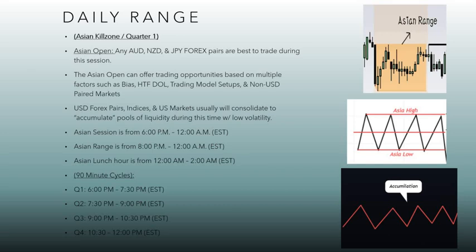So, this is the Asian kill zone, otherwise known as quarter 1. So the Asian Open, any AUD, which is Australian dollar, NZD, New Zealand dollar, and JPY, Japanese yen forex pairs are best to trade during this session. So during this session, any market that has those currencies attached to it is going to be the best pair to trade during this time.